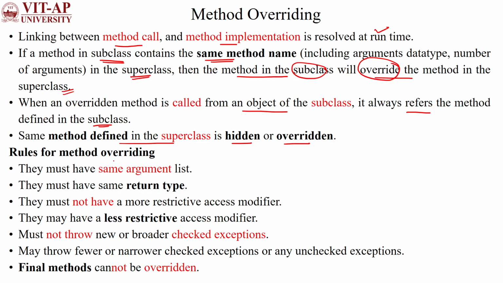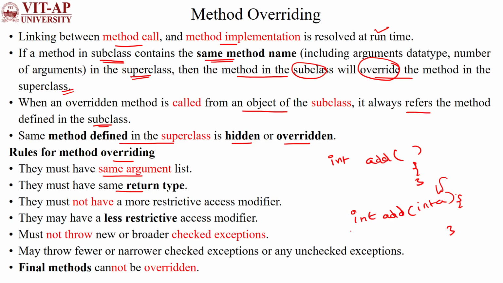The rules for method overriding are: the methods should have the same number of arguments, and they must have the same return type. Return type in the sense, for example, integer method name add, like this. Another method should also have the same return type integer add, but different arguments inside the argument list.